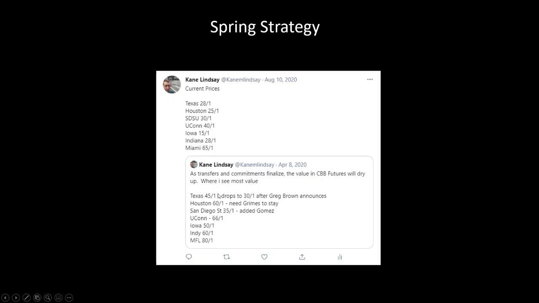So how did I do in guessing the value? Well, on August 10th, all the odds were worse. So I had closing line value on everything. But Indiana and Miami missed the tournament outright. However, some of these were real attractive.